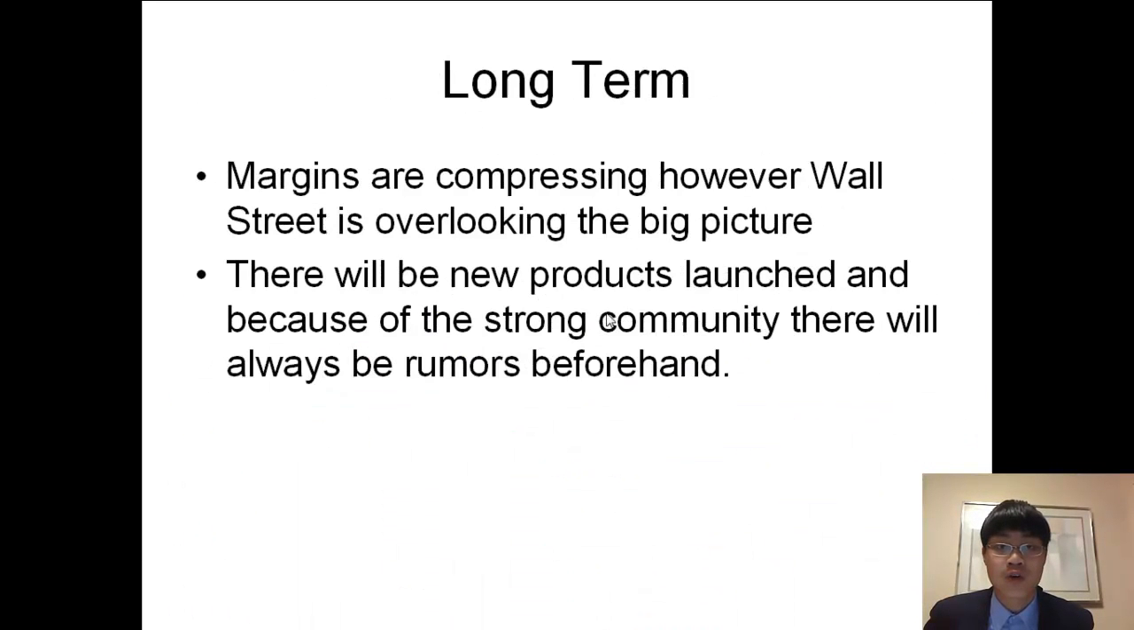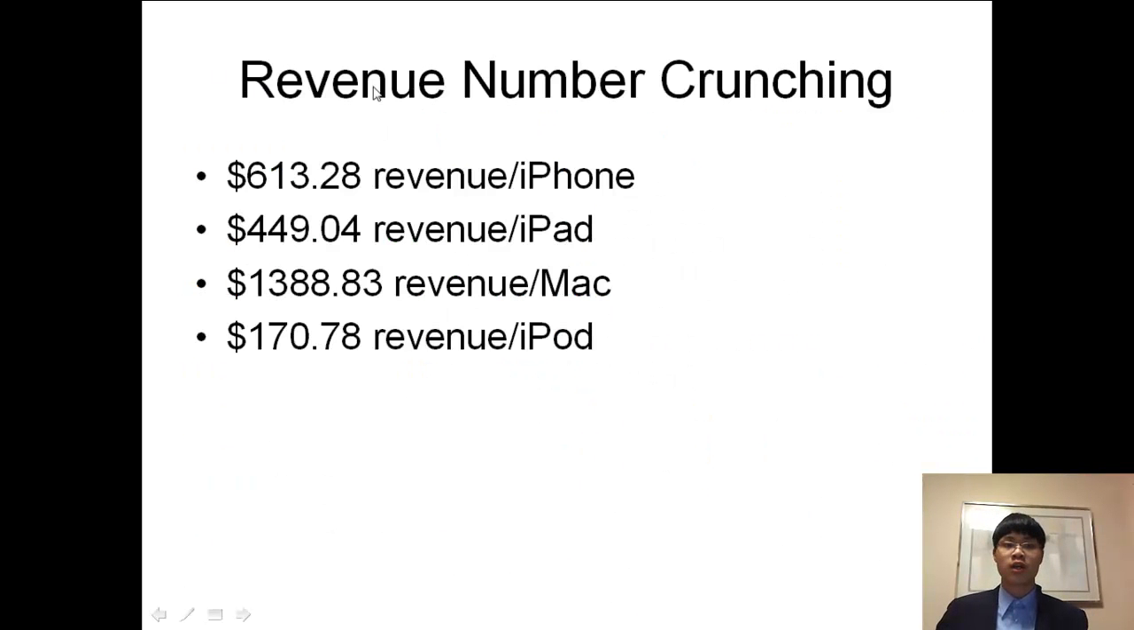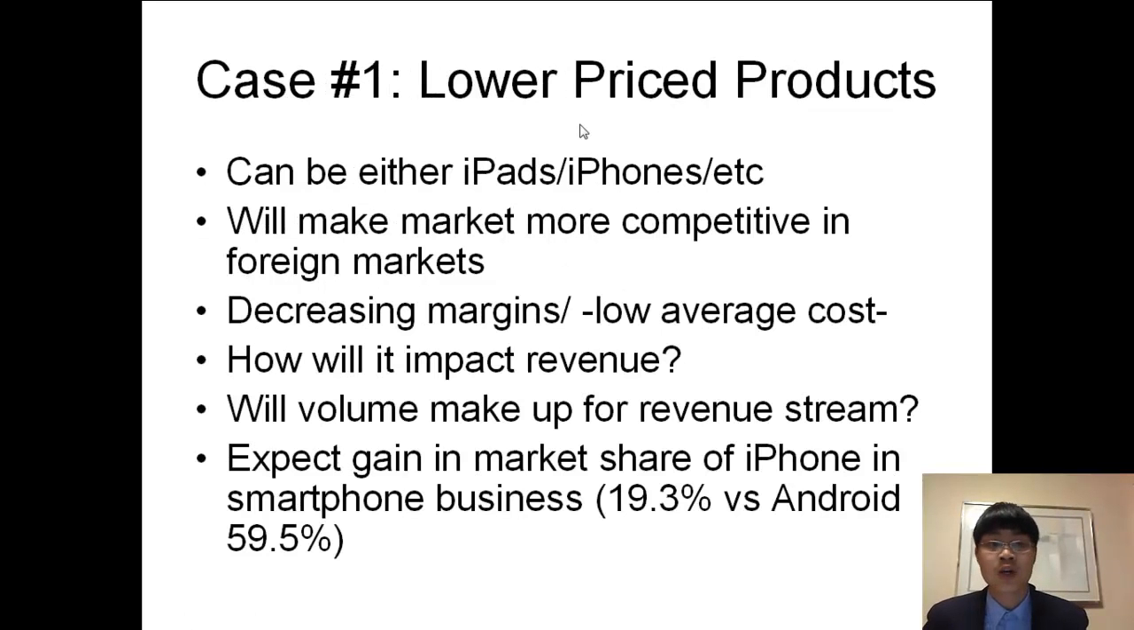So let's start from where we left off. We were talking about the revenue number crunching and we went through that. So there are several situations that may happen; this is our analysis. We can see a lower priced product line with either the iPads or iPhones to give Apple an edge over competition, because we've seen more competition with lower priced smartphone and tablet products out there. So this will make Apple more competitive in foreign markets.